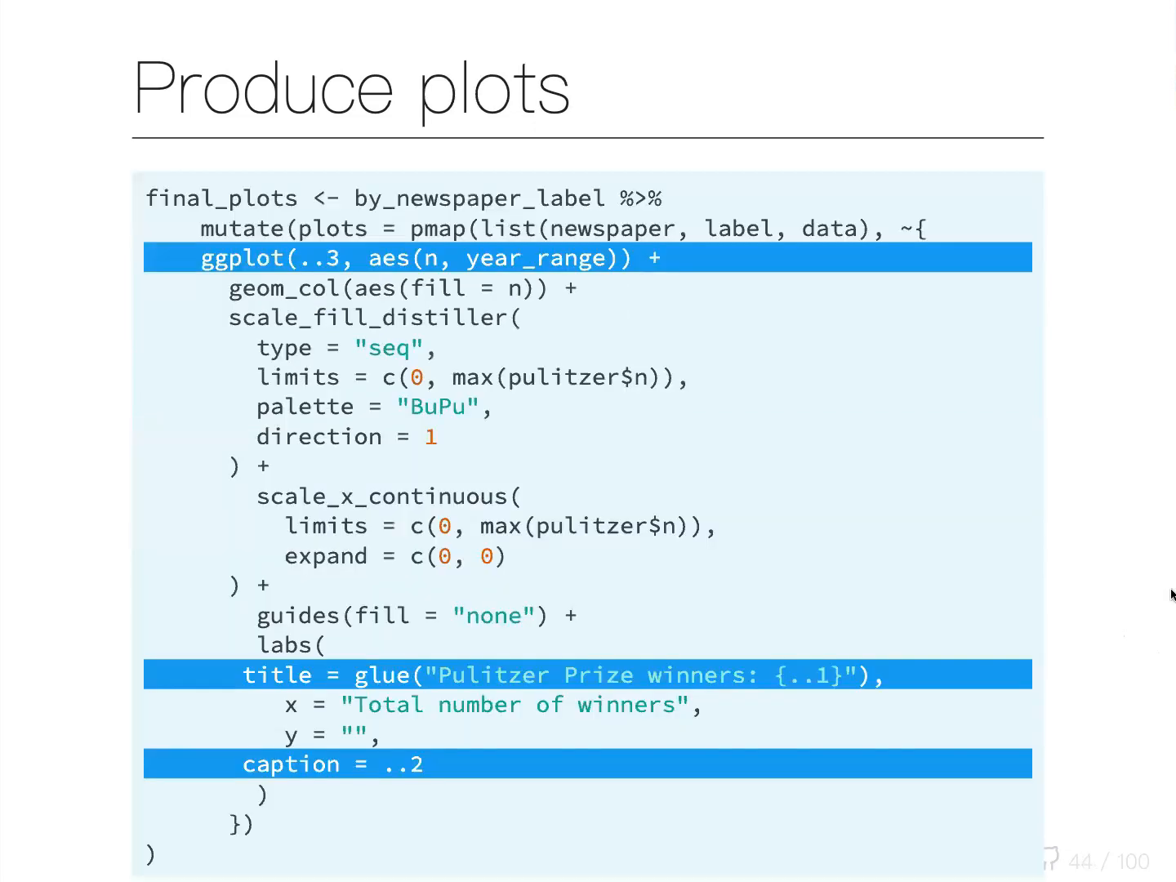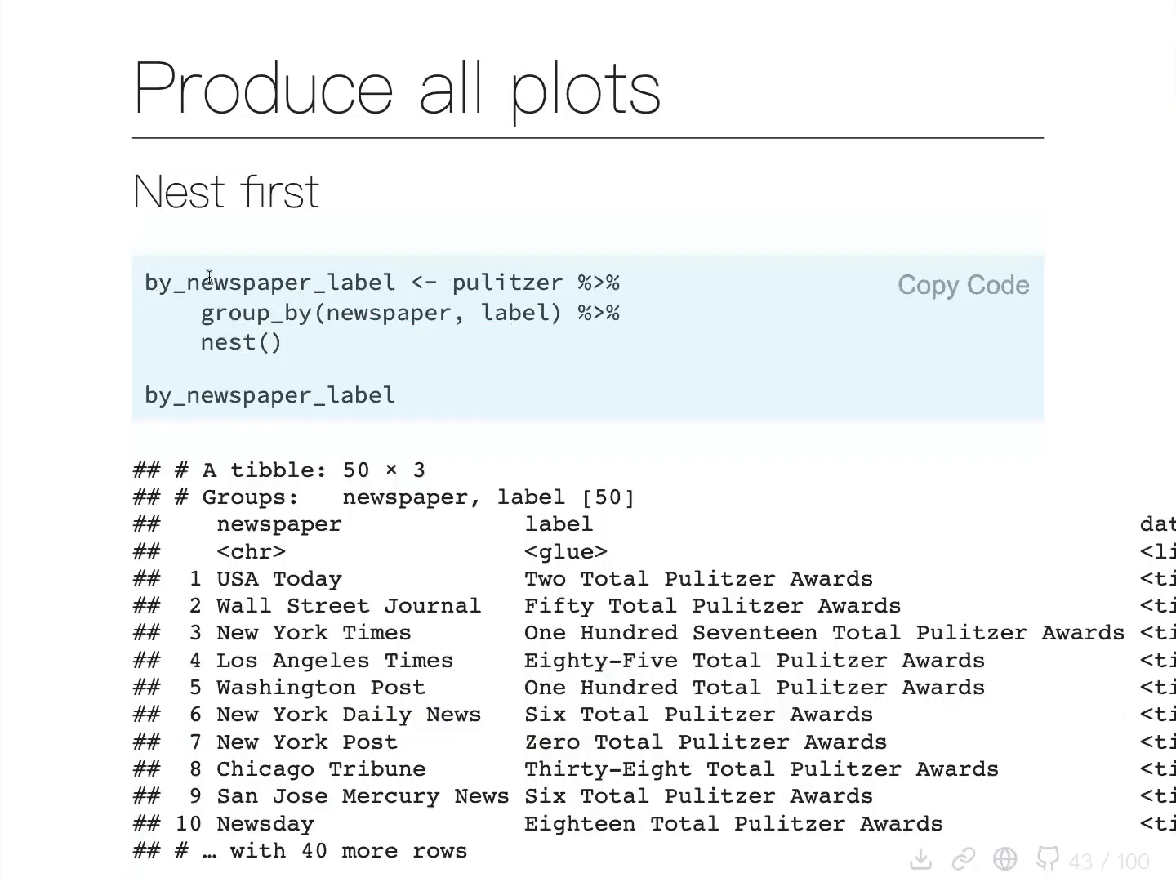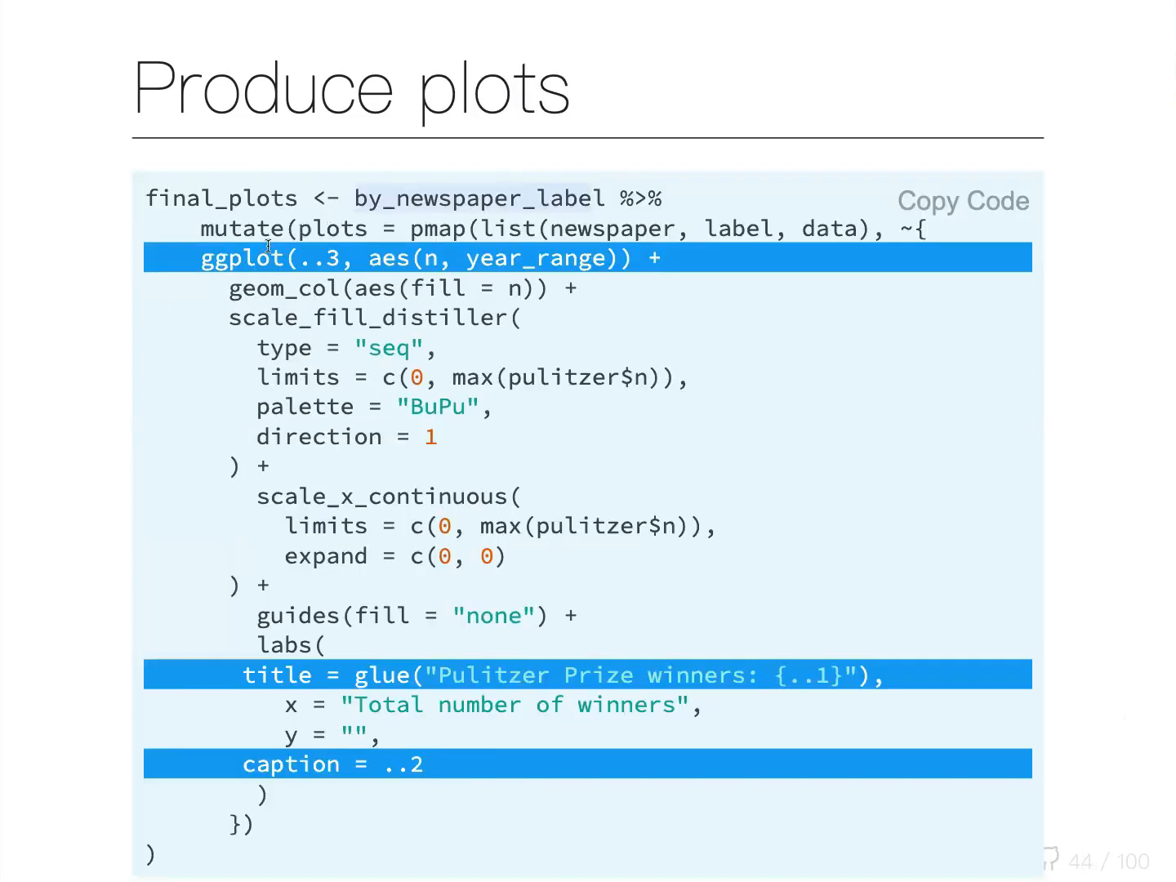Okay. So here we go. Now I'm going to create it. So I'm calling it final plots by newspaper label. That's what I called this back here, right? I'm going to mutate, I'm creating a new thing called plots, where I'm going to call Pmap, and I'm going to pass a list that has the newspaper, the label, and the data. All the elements of the data frame, right? All the columns of the data frame. So technically, I could just pass the data frame if I wanted to.